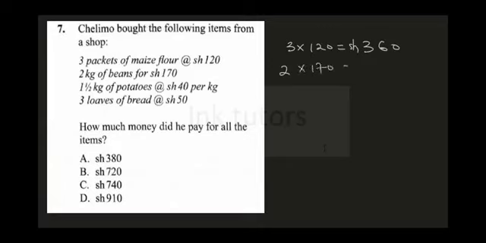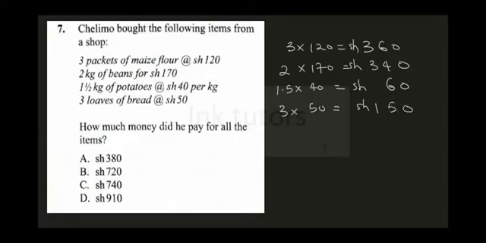Now the second one says 2 kg of beans for 170. So 2 times 170, this is going to give us 340. Now 1.5 kg of potato at 40. So that is 1.5 multiplied by 40. Now this is going to give us 60 shillings. Now 3 loaves of bread at 50. So this is going to give us 150 shillings.